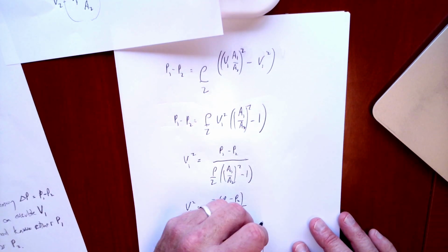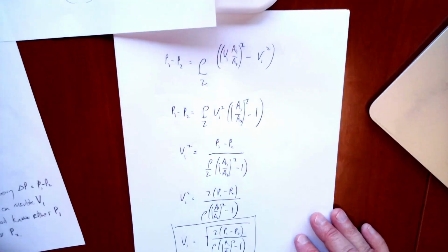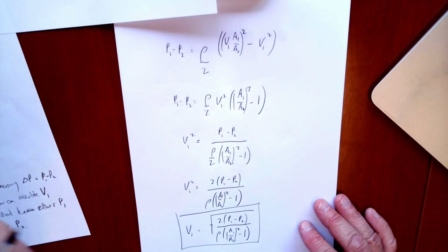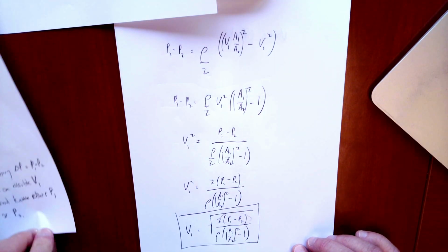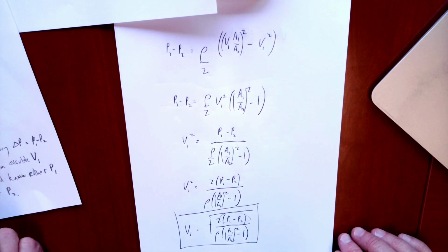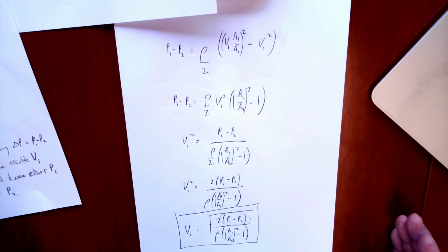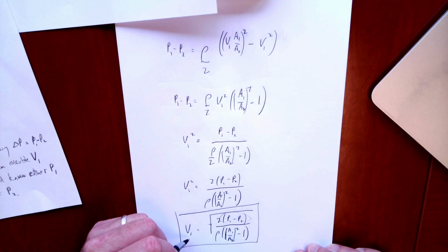And that's my velocity. So I can measure my velocity as a function of this measured pressure difference in the Venturi meter, and then I can calculate V1. And I don't actually have to know either P1 or P2. I only have to know the pressure difference between P1 and P2 in order to get my calculation for velocity.